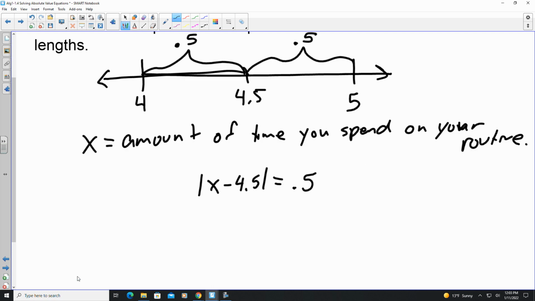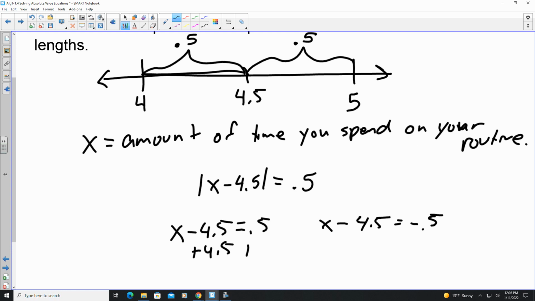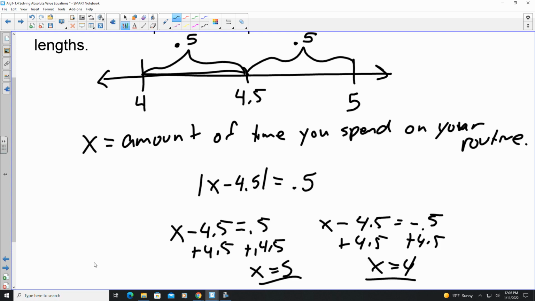And that is why, to set up an answer for x, I can say x minus 4.5 is equal to 0.5, and x minus 4.5 is equal to negative 0.5. Because if I add 4.5 here, I get x is equal to 5. I add 4.5 here, x is equal to 4. So that's where I can get those values for x and then everything in between that.